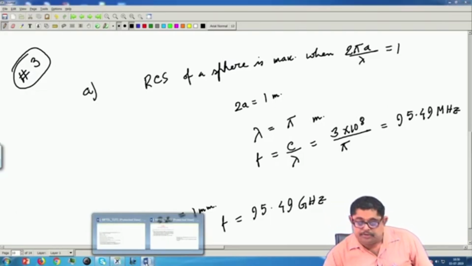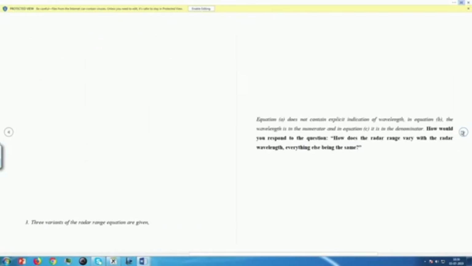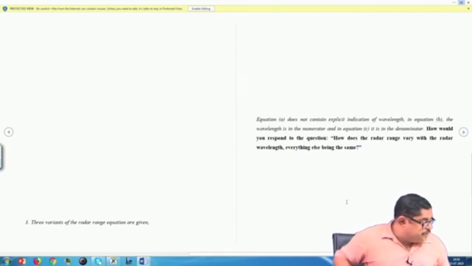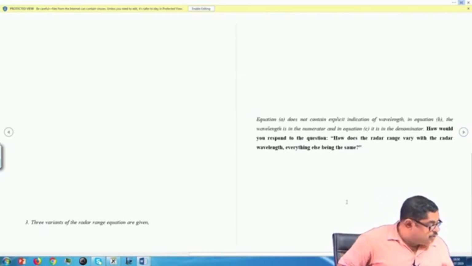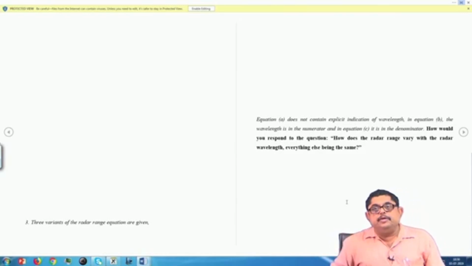Next problem, let us go. So, this one we have done, then 3 variants. So, I will have to give you those formulas. Actually, we will show you in the books, etc.